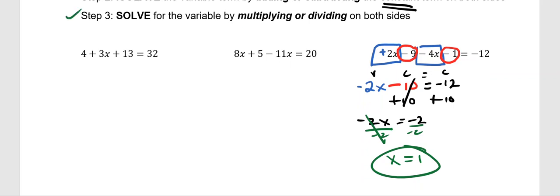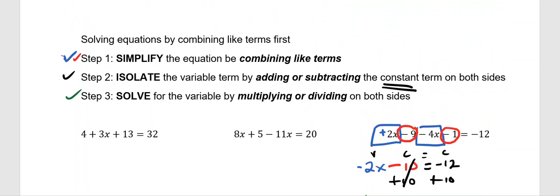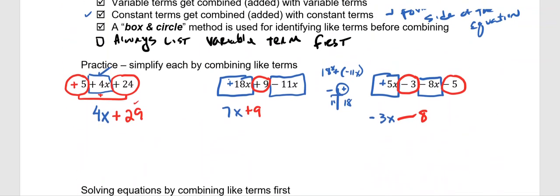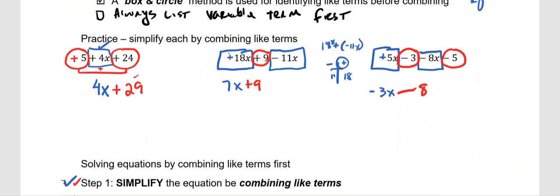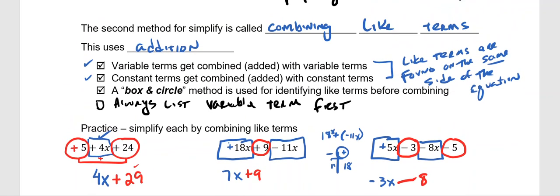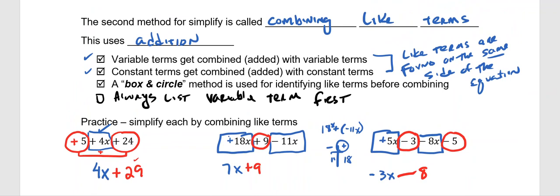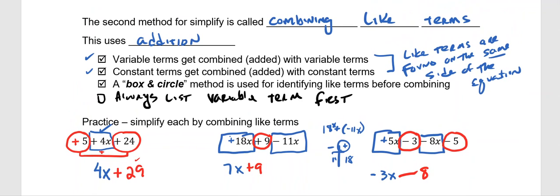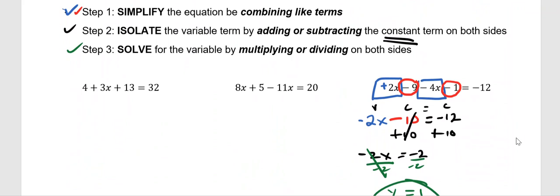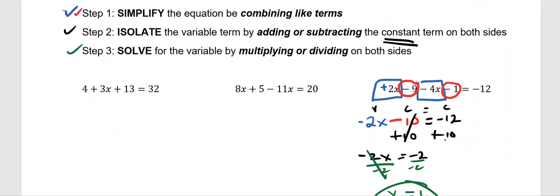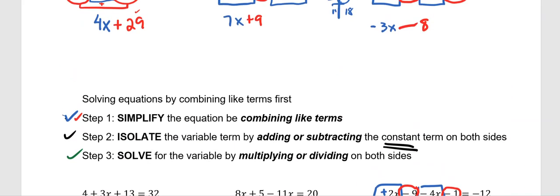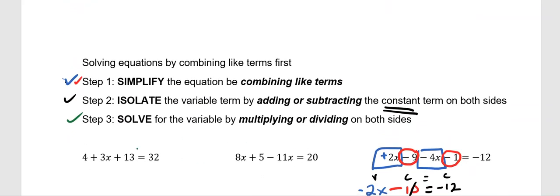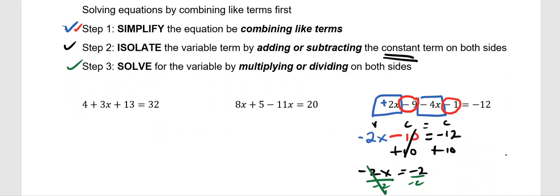So one last time, we go through this process just similar to yesterday, but using a different method of simplifying called combining like terms. I use this box and circle method to combine the variable terms together, to combine the constant terms together, and that will lead me to a two-step equation that I can isolate the variable and solve for the variable. So these next two equations, look back at the expressions up above as needed to simplify the expressions on the left side of the equal sign in both, and to then be able to solve the resulting two-step equation. And when we meet in class, we will discuss and practice more.